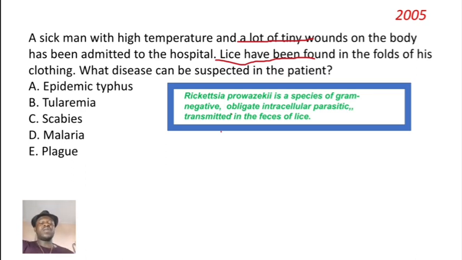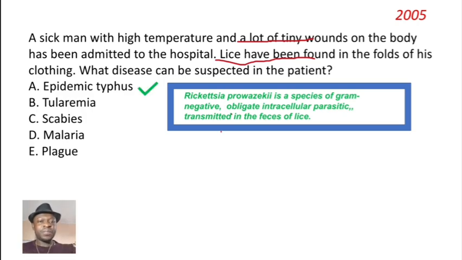So what happens is that the lice will be moving on your skin, right? And then there will be irritation. The lice will be leaving feces. So if you scratch, you enable the entrance of Rickettsia prowazekii into your body, right? So the disease is called endemic typhus. Endemic typhus, right?